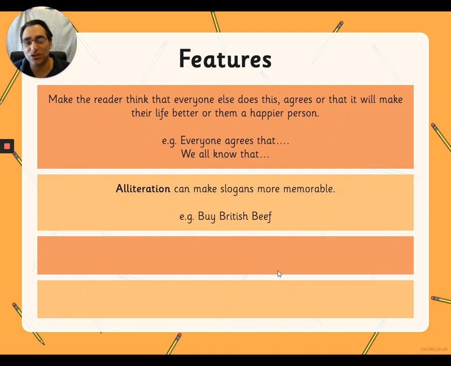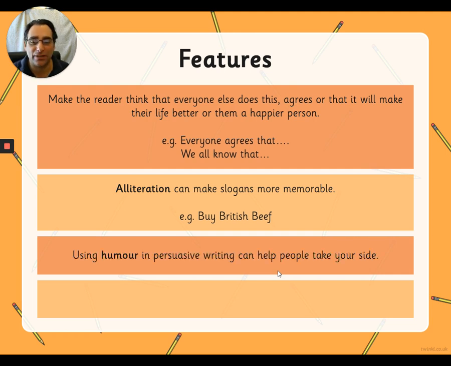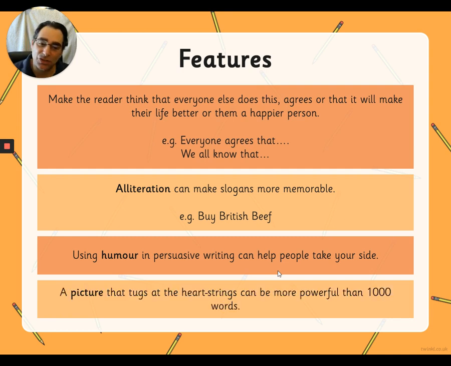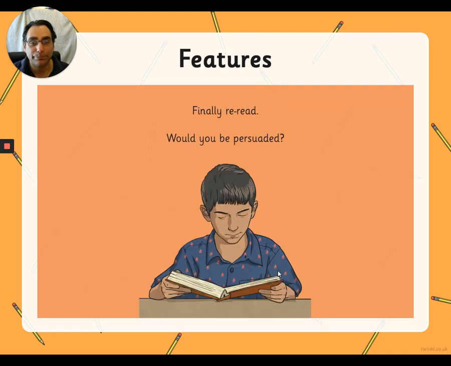Okay. Alliteration, for example, buy British beef, when each word begins with the same letter. You don't have to for everything, but it's worth using that. Humour can be used to help people take your side. And maybe a picture that you could draw to convince people.